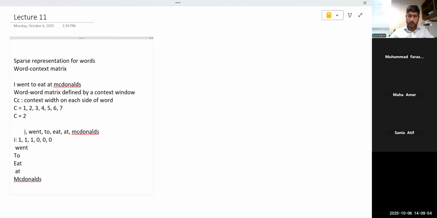So what about went? In went, of course, I will be 1 because it's on the left side, one word. We are taking 2 words. Itself will also be there, went will also be there. So to will also be there and eat will also be there. At and McDonald are 0. Went to eat at McDonald.